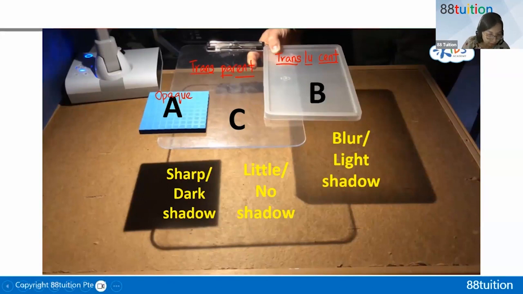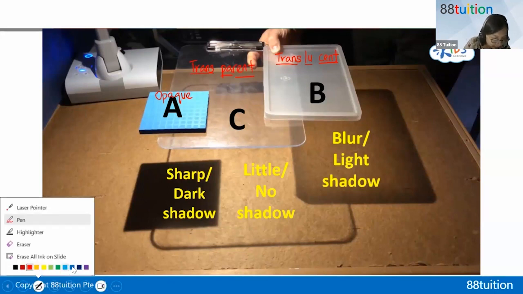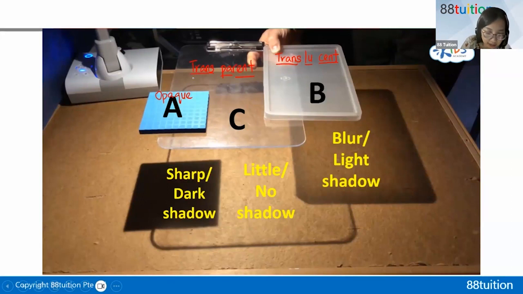Okay, now, in terms of the definition, can you type into the chat? If it's transparent, it means allows what kind of light? Okay, I think I better use black, then it's easier for you all to see. A transparent material allows what kind of light to pass through? Everybody type into the chat. Allows what light to pass through?